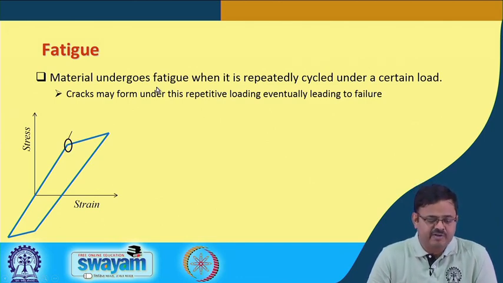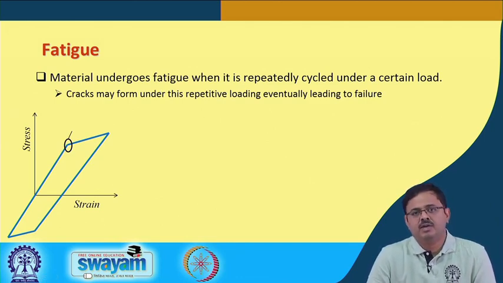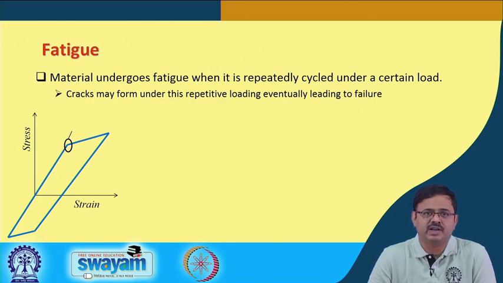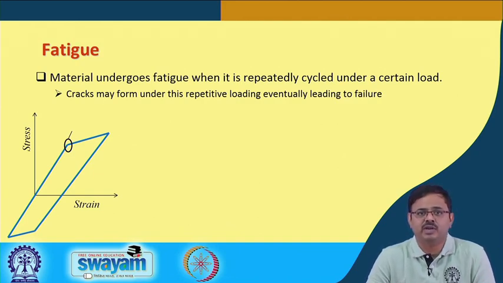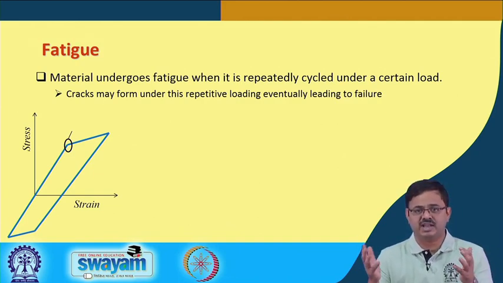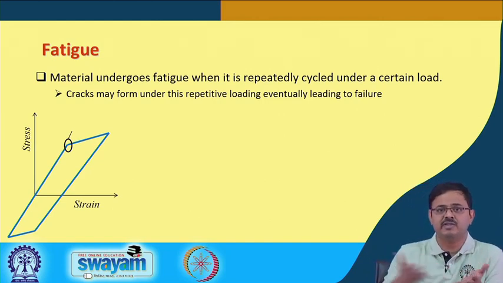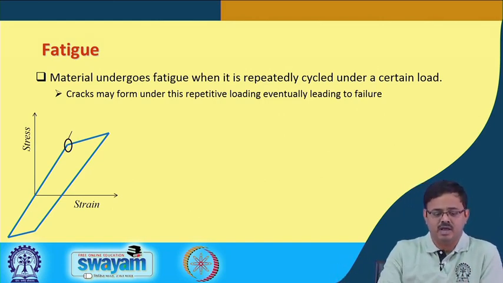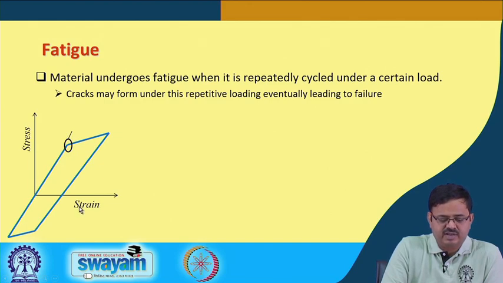So, let us take the example of fatigue. We were discussing in the last class what fatigue is. A material undergoes fatigue when it is repeatedly cycled under a certain load. In the case of a solder joint, you may form a crack under this repetitive loading, which will propagate with time, with more number of cycles, and eventually lead to failure. So, this is a classic stress strain curve that you remember.